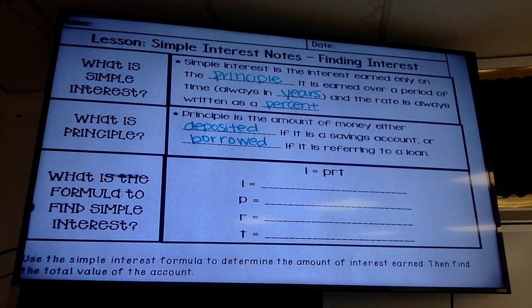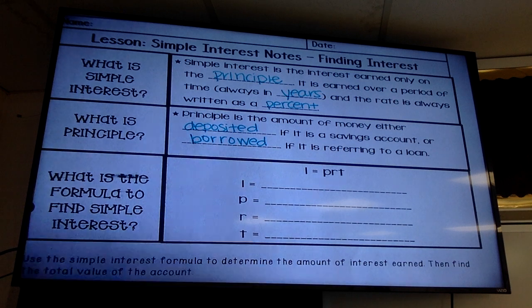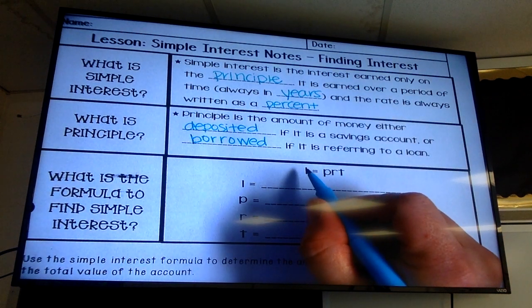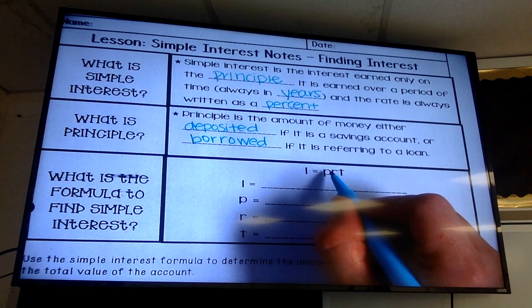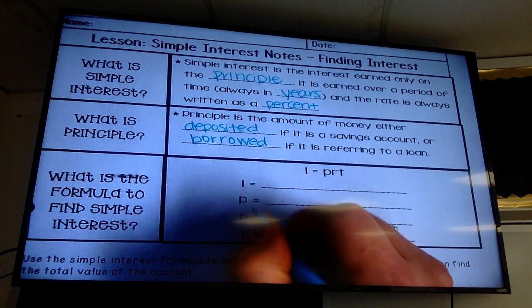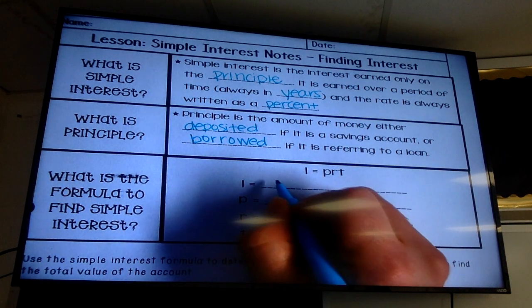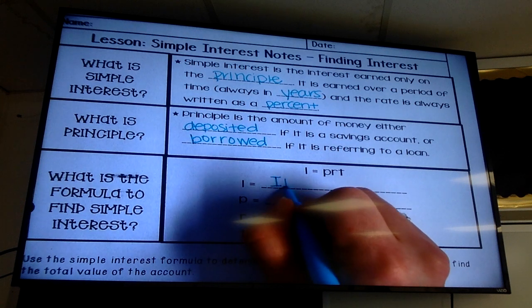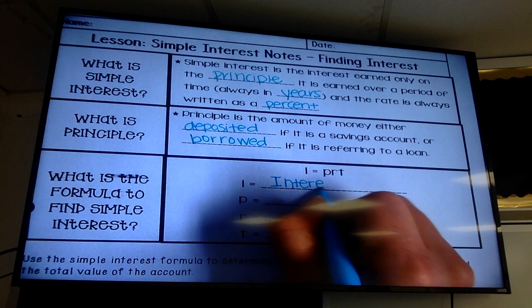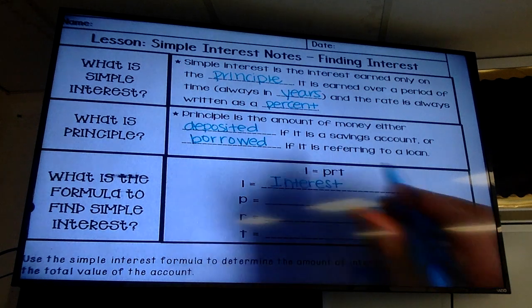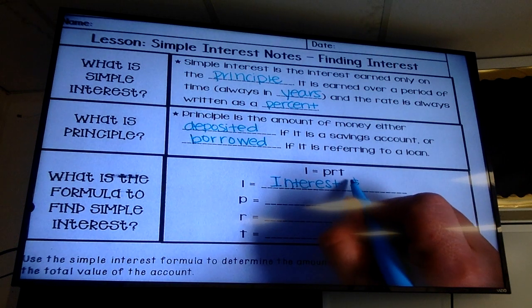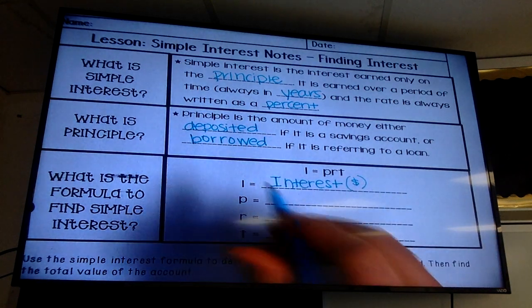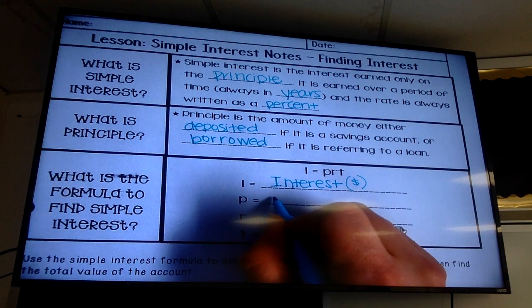Okay, what is the formula to find simple interest? And it's very simple. It's I equals PRT. Now, what do the I, P, R, and T stand for? So I stands for interest. Okay, so the interest is always an amount of money. Okay, P stands for principal.